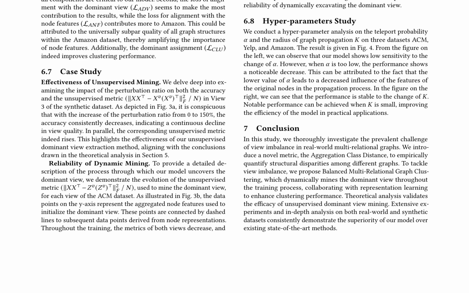Moreover, the page discusses a hyperparameters study, where the influence of the teleport probability alpha and the radius of graph propagation k on 3 datasets is analyzed. The results, shown in Figure 4, indicate that the model is not sensitive to the change of alpha, but a low value of alpha can lead to decreased performance. The performance is stable to the change of k, and notable performance can be achieved when k is small.